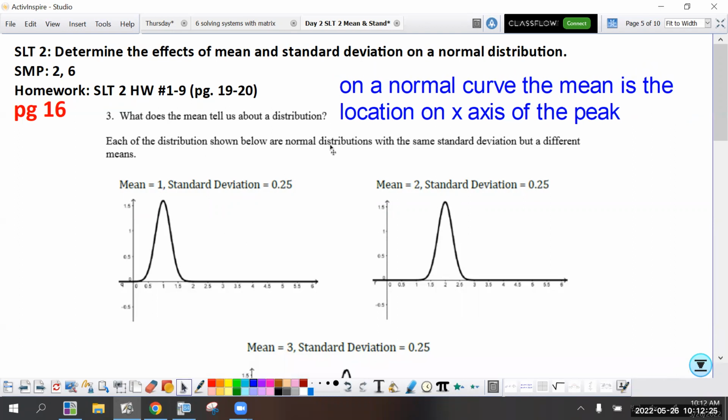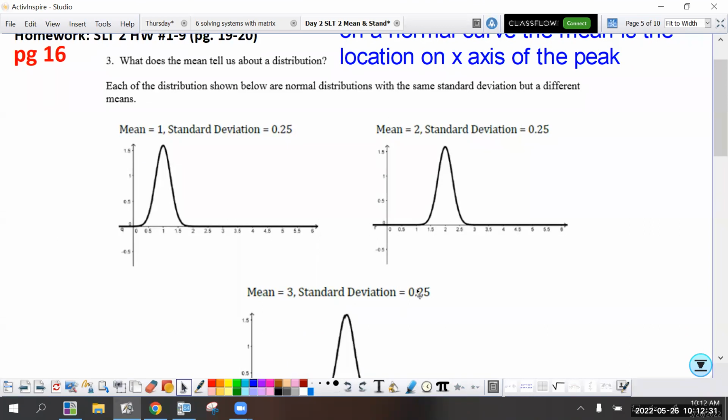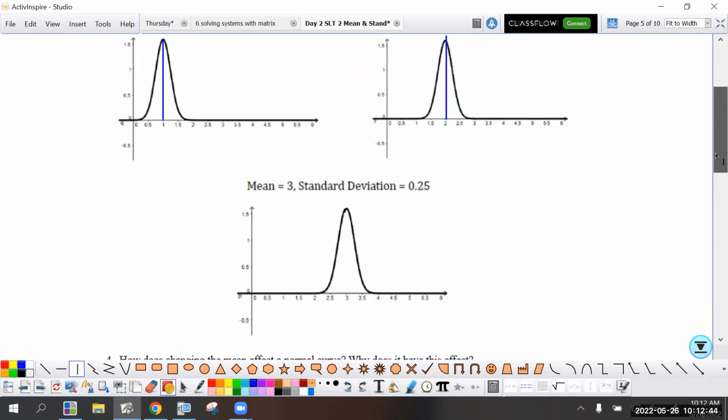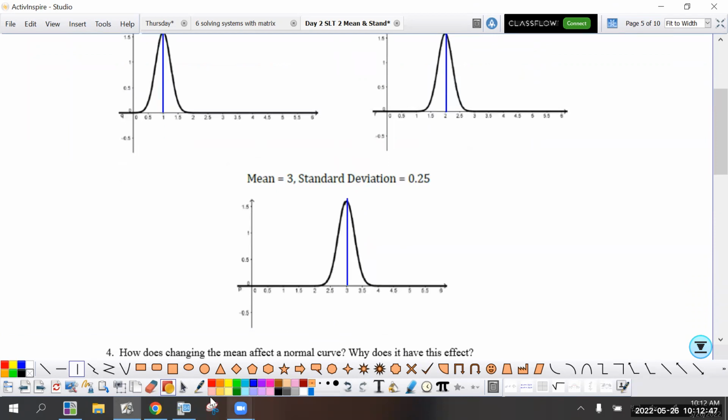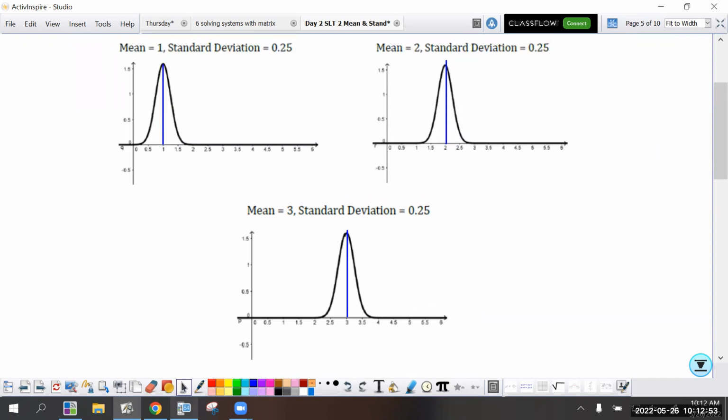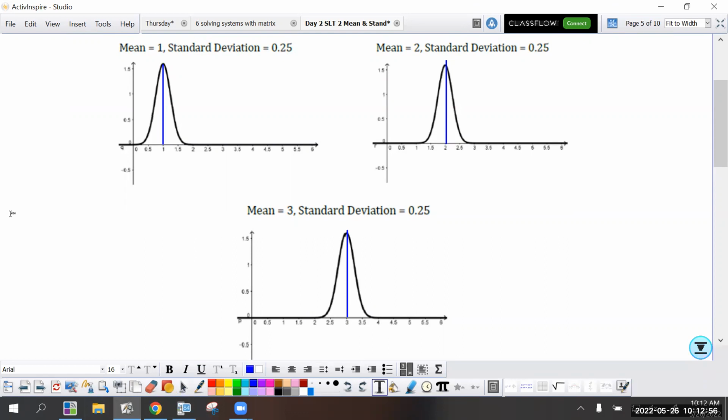On each of the distributions below, they're all normal and they have the same standard deviation. They all have a 1/4 standard deviation, but a different mean. This one has a mean of 1. This one has a mean of 2. This one had a mean of 3. So how does changing the mean affect the picture here of the normal curve? So I noticed that the larger the mean, the further to the right on the x-axis the peak is. Smaller the mean, the further on the left of the x-axis.